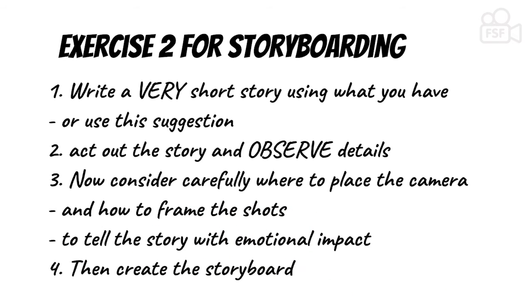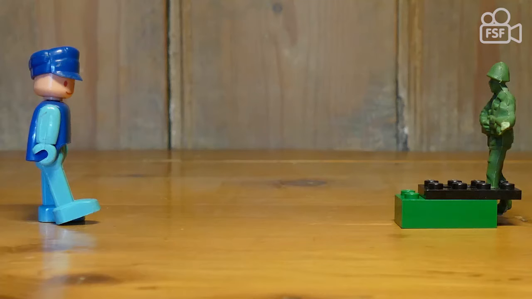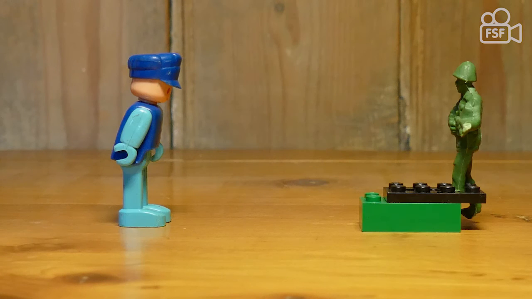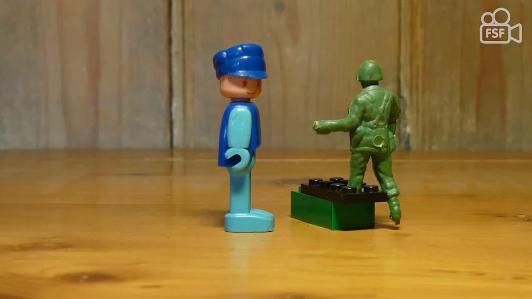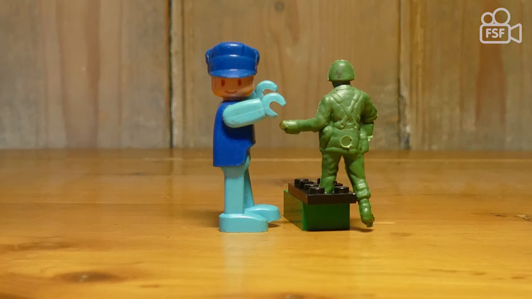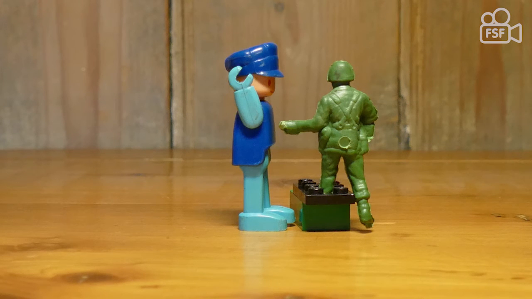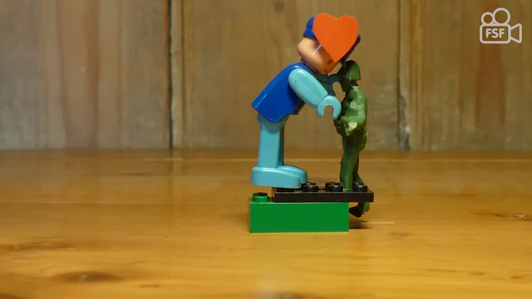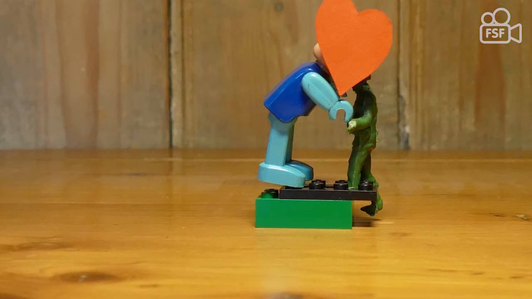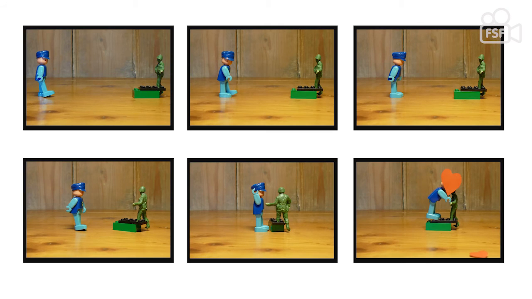So here's the little simple story that we're going to create a storyboard for. Well, it starts out as a suspense film and ends up as a love story. But how are we going to storyboard it? We can create storyboards using drawings or photographs. For this exercise, we're going to use photographs.